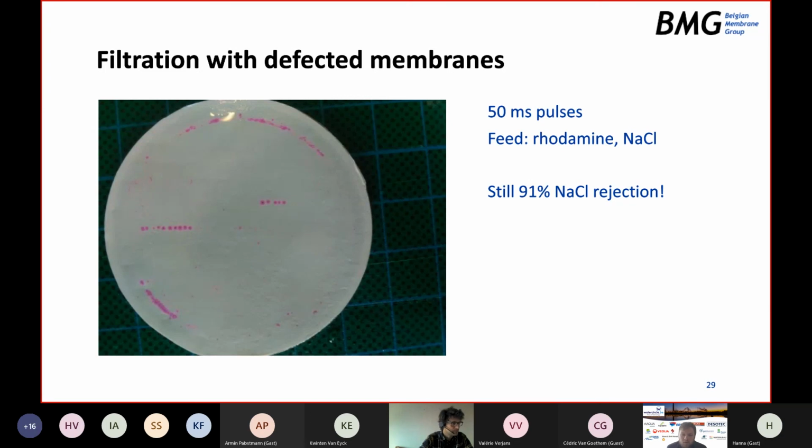And do you have an idea on how far you can push this? How many percent of the membrane active surface can be damaged before you will see huge losses in rejection? Yeah, actually quite far. I did some sensitivity analysis with, of course, quite a few assumptions in there. But you can probably go up to about 1 in 10,000 of the area of the membrane being defective before you get really significant decreases in salt rejection.